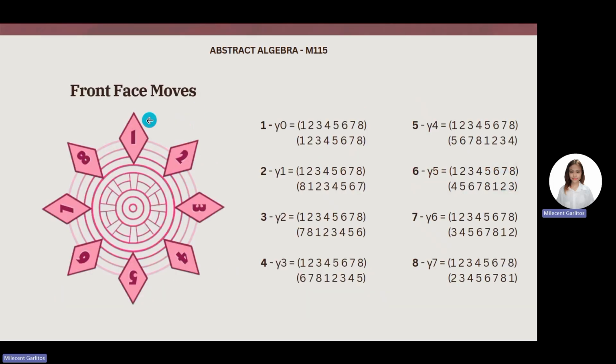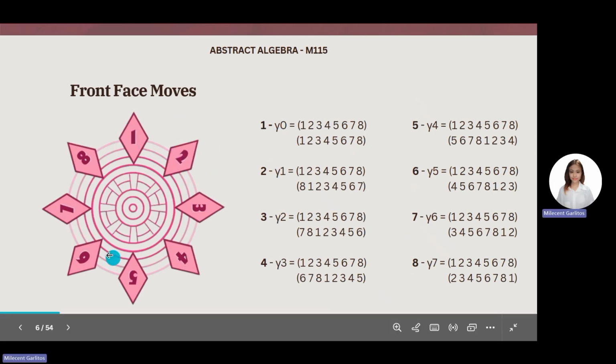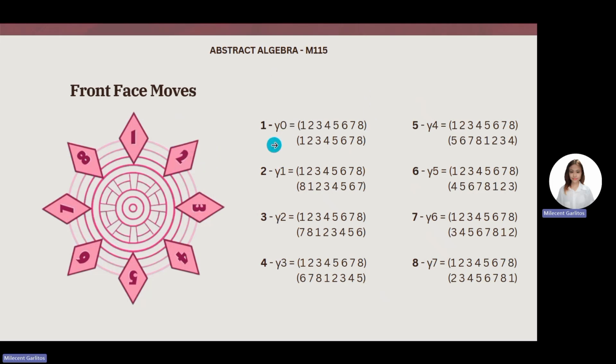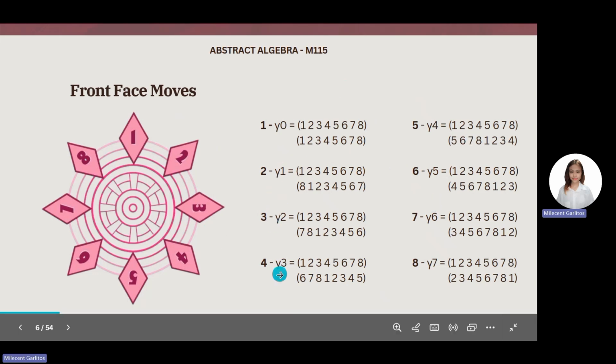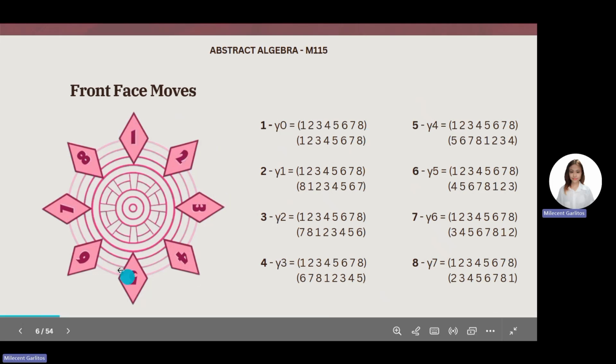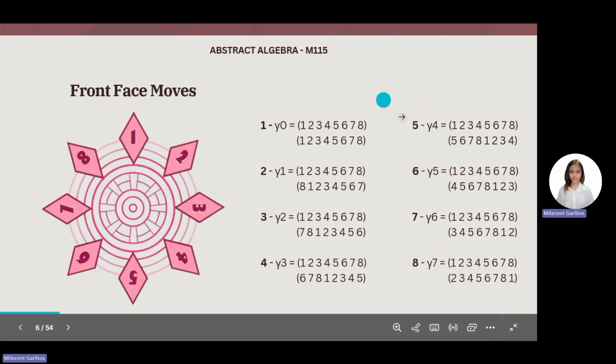So in here, for the front face, as I said a while ago, this would be all the moves under the front face, and we just made a notation so that it can be easily remembered. So for gamma sub 0, here are all the moves. And for gamma sub 1, gamma sub 2, gamma sub 3, gamma sub 4, gamma sub 5, gamma sub 6, and also gamma sub 7. So we're going for 5, 6, 7, 8 since it would follow these moves under the face.